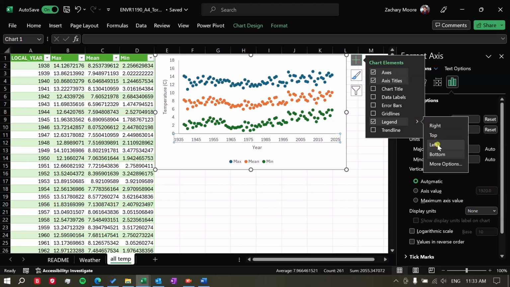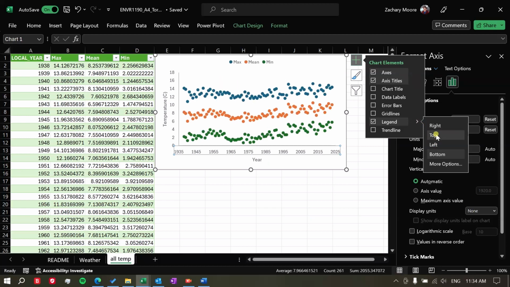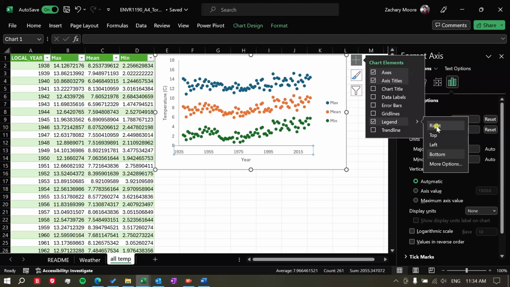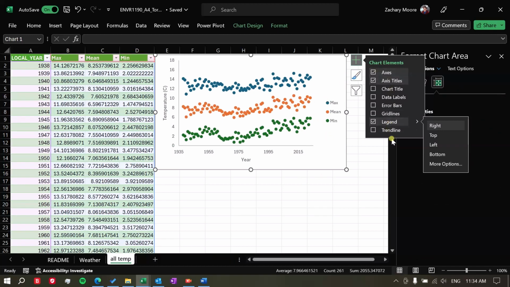One of the other things we can do is change our legend. By going into these options, we can pick which side we want our legend on. In this case, I think it looks best on the right. That way you can see that the max, the mean, and the min correspond to these different colors.